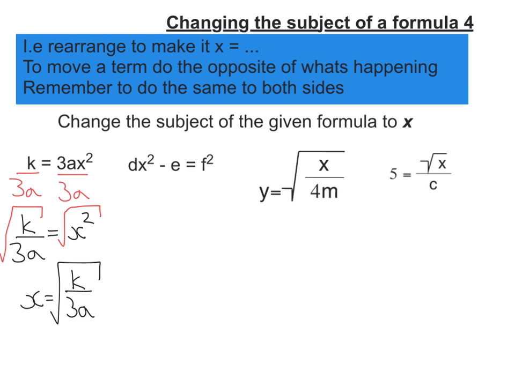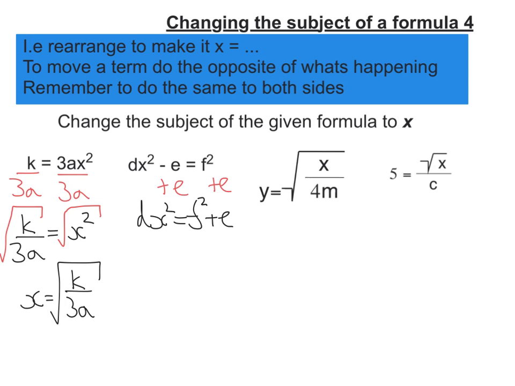Okay, let's look at the next one. So dx squared minus e equals f squared. So I've got to get x squared on its own first, or else it gets quite complicated. So I'm going to add the e to both sides. Remember, try and do the adding or taking away first if you can.